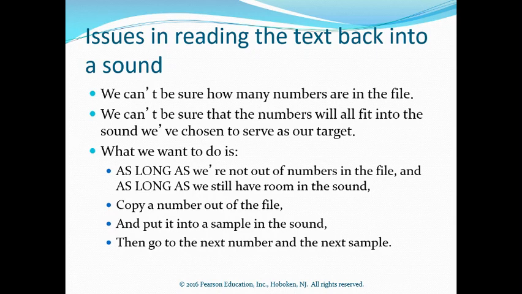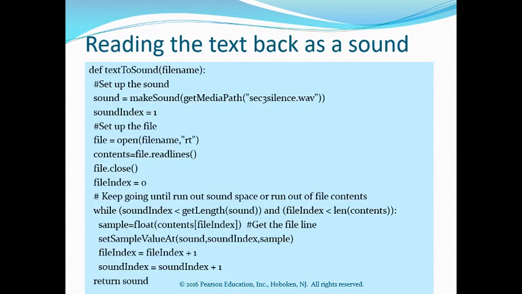What we want to do is, as long as we're not out of numbers in the file, and as long as we still have room in the sound, copy a number out of the file and put it into the sample in the sound. Then go to the next number and the next sample. So reading the text back to sound. As you can see in this example, we write a function called define text to sound that takes one input, which is file name.